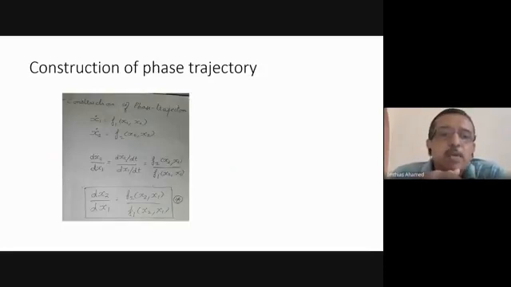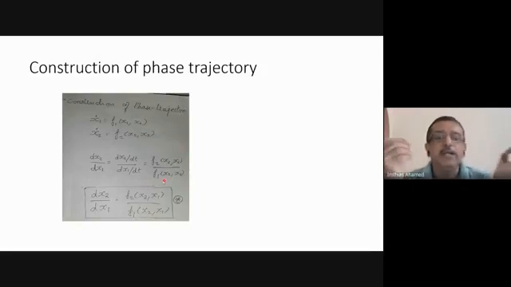So look at this equation. X1 dot is equal to F1 of X1, X2. X2 dot is equal to F2 of X1, X2. So what is dx2 by dx1? It is dx2 by dt divided by dx1 by dt. dx2 by dt is nothing but our x2 dot, and dx1 by dt is nothing but our x1 dot. So I got dx2 by dx1 is equal to f2 of x1, x2 divided by f1 of x1, x2.